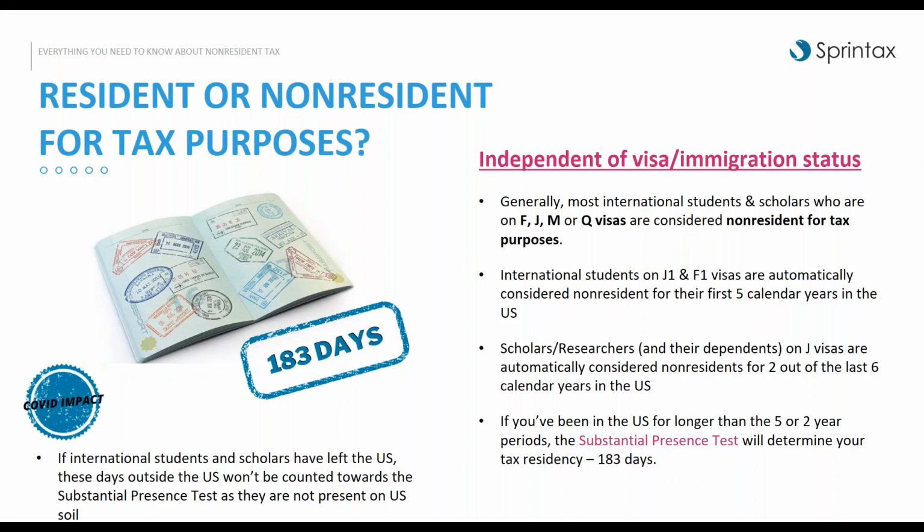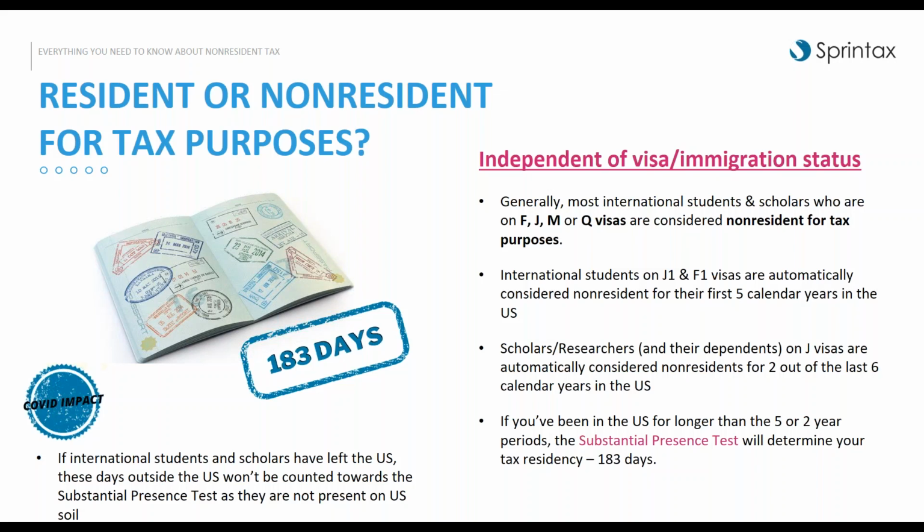So after you go past that 5-year period, so you're on year 6, the IRS will then look at what's known as the substantial presence test. And essentially it's a maths equation. They'll look at your last 3 years that you were in the US and they'll see if it equates to 183 days. And if your days of presence equate to 183 days, you'll be then considered a resident for tax purposes.